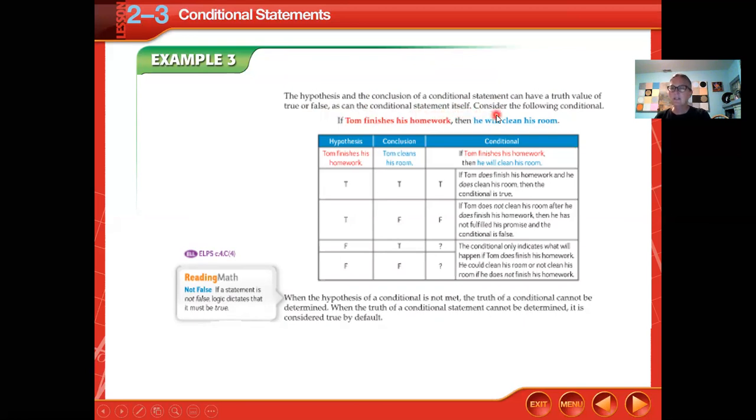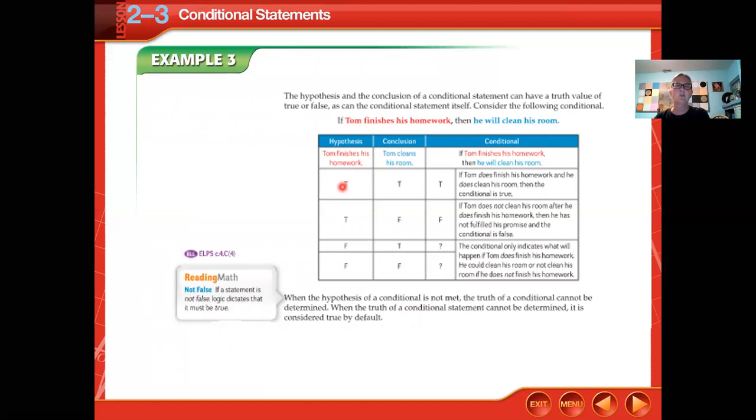The best way to explain it is with an example. If Tom finishes his homework, then he will clean his room. I don't know if Tom's going to finish his homework or not. That's the hypothesis. The hypothesis itself, Tom finishing his homework, could be true or it could be false. Then he will clean his room. I don't know if Tom just likes to clean his room and doesn't like to do his homework, or maybe he doesn't like to clean his room, even if he does his homework. So there are 4 different options.